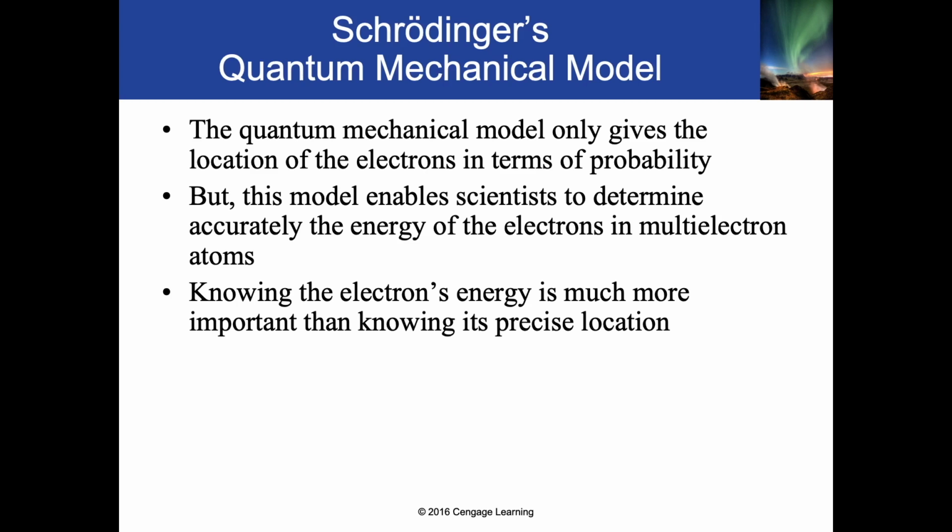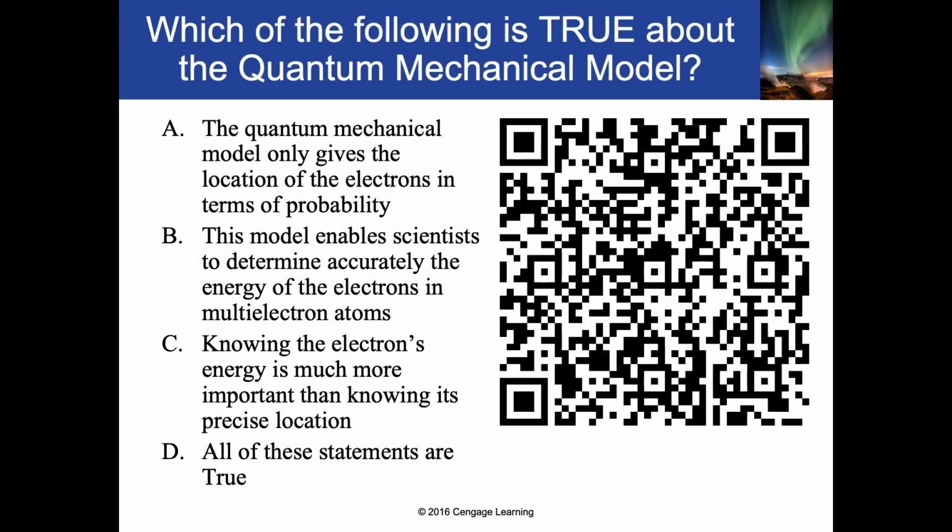And then our last slide for this lecture, because we'll switch over to the next one in a minute, is this one right here: the following is true about the quantum mechanical model, right? Quantum mechanics gives us only the location of the electrons in terms of probability. This model enables scientists to accurately determine the energy of electrons, right? And knowing the electron's energy is much more important than knowing its precise location. Which of them is true?